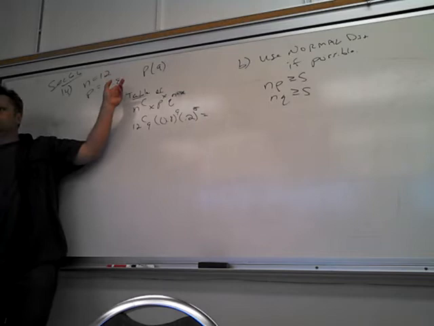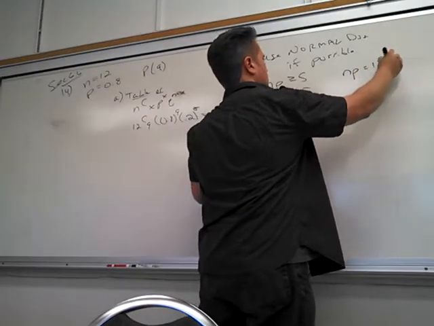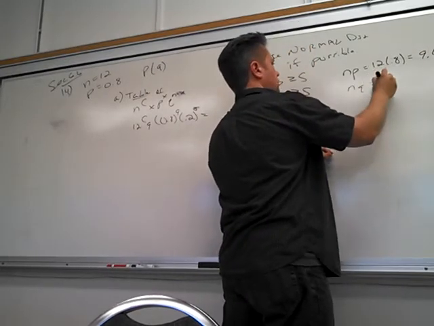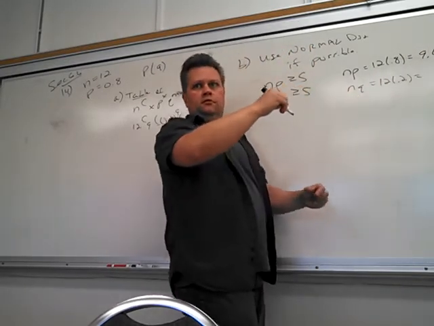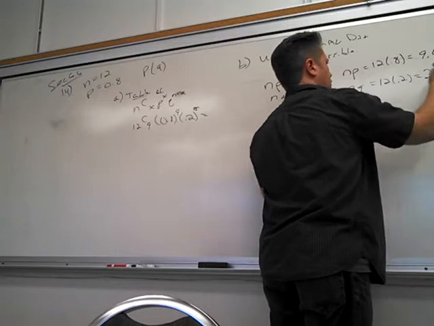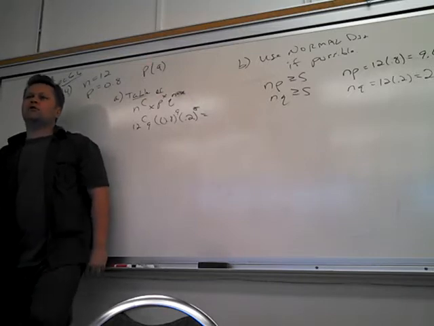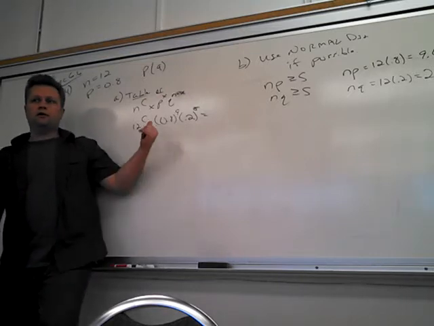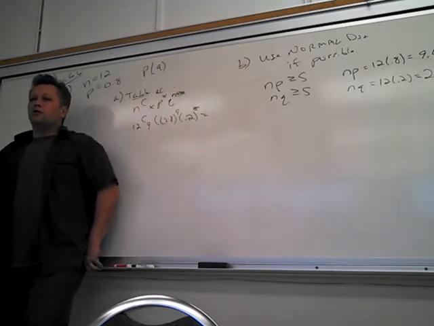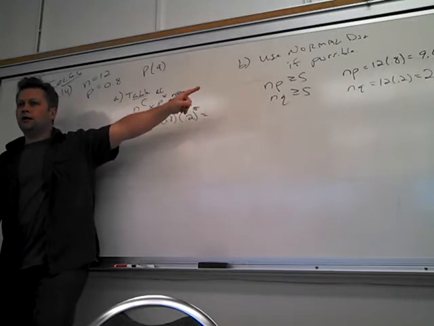12 times 0.8. If I do NP, 12 times 0.8, what do I get? 9.6. So NQ is going to be 12 times 0.2, but that's only 2.4. NP is greater than 5, check. NQ is less than 5, oh crap. So can I do part B? No, it doesn't meet the requirements to be normal enough. Therefore, I can only really do part A's work. Part B, I showed that I can't do it that way. Does that make sense? It's got to be normal enough in order to use a normal approximation, and this was not normal enough.